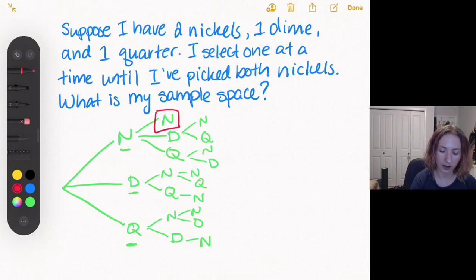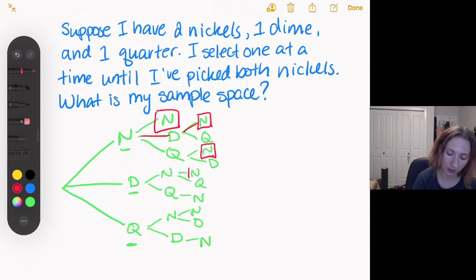So if I look at this branch, I've picked nickel, dime, nickel, so that's done. I've picked both nickels. Same thing here, nickel, quarter, nickel. I've picked both nickels, I'm done. Here, dime, nickel, that's done. Dime, nickel, quarter, no. Dime, quarter, nickel, no. Quarter, nickel, yeah, that's done. Then quarter, nickel, dime, quarter, dime, nickel, those aren't done.